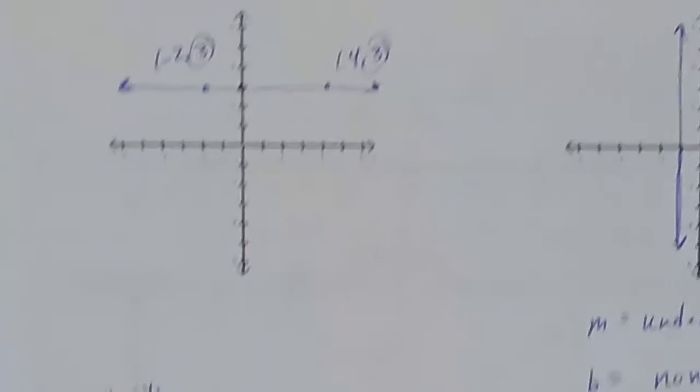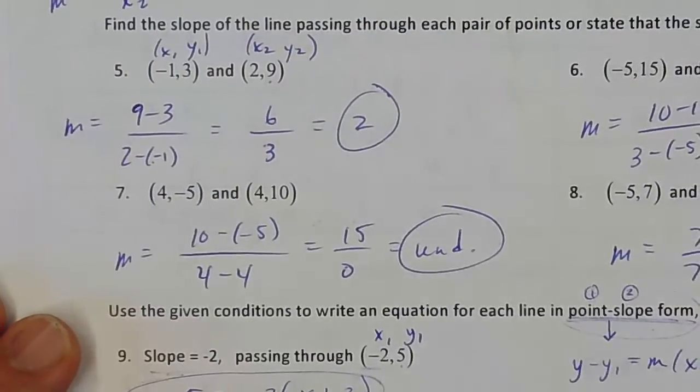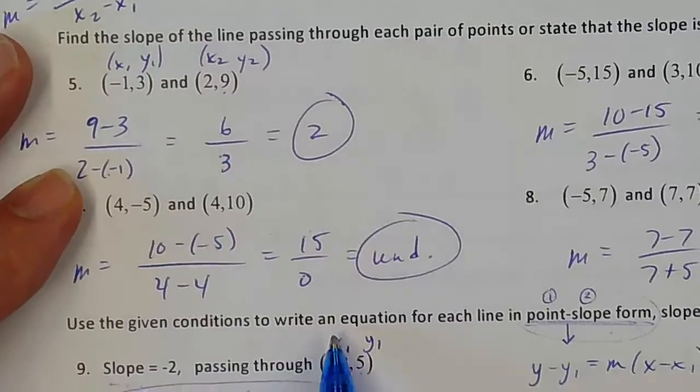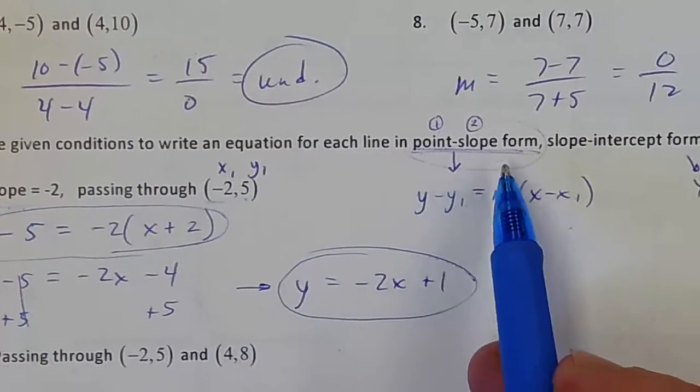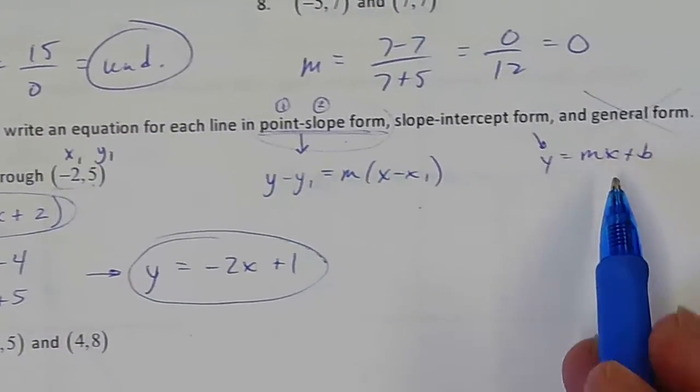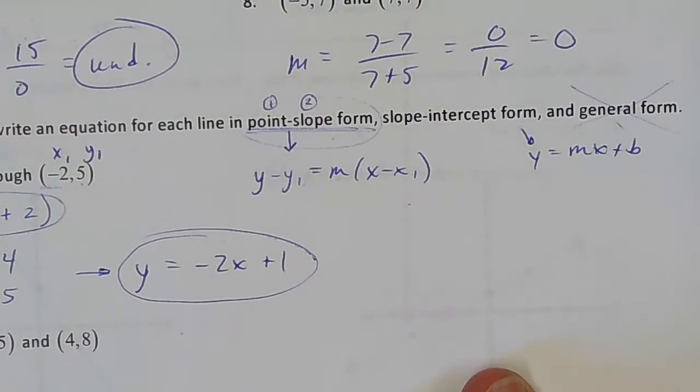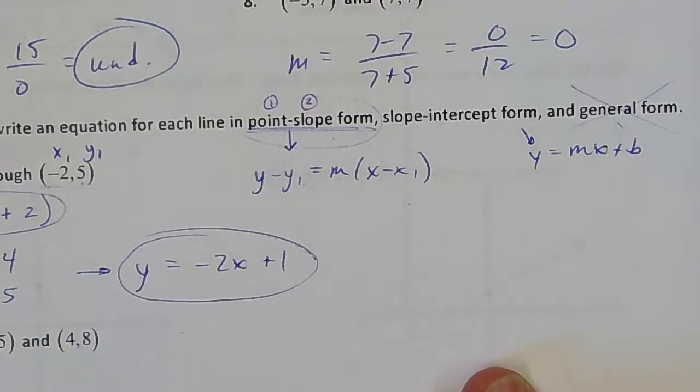Okay. All right, so let's go to example 10, where we left off yesterday. Use the given conditions to write an equation for each line in point slope form and slope intercept form. We're not going to worry about general form right now, so you can just forget about that. It's not on the quiz.